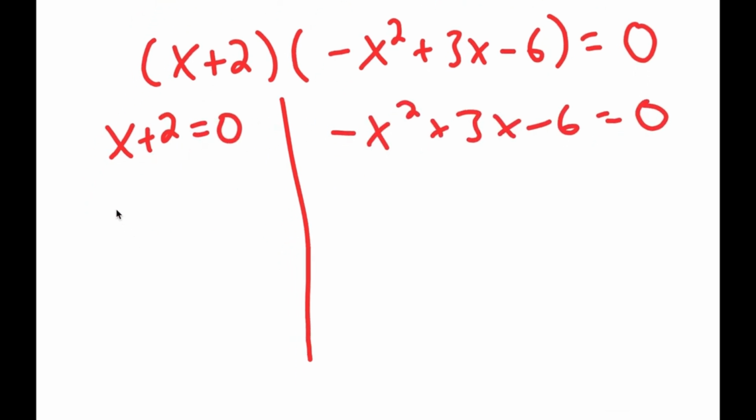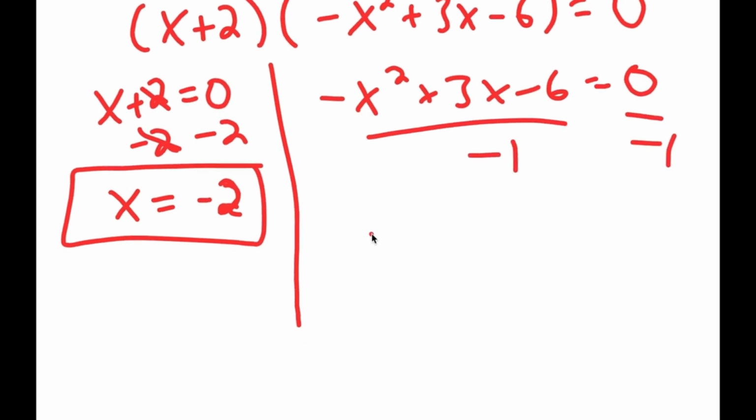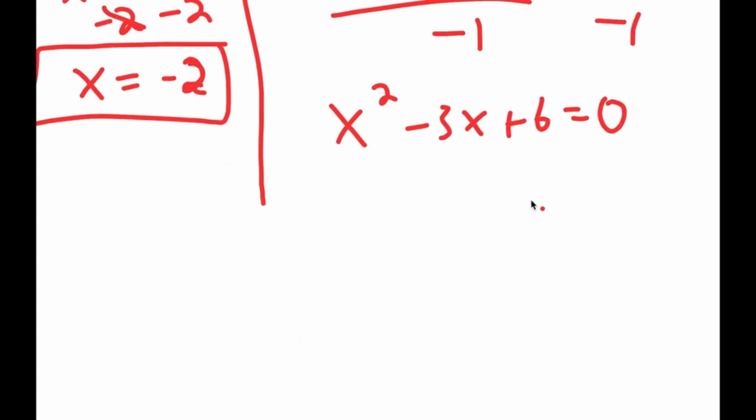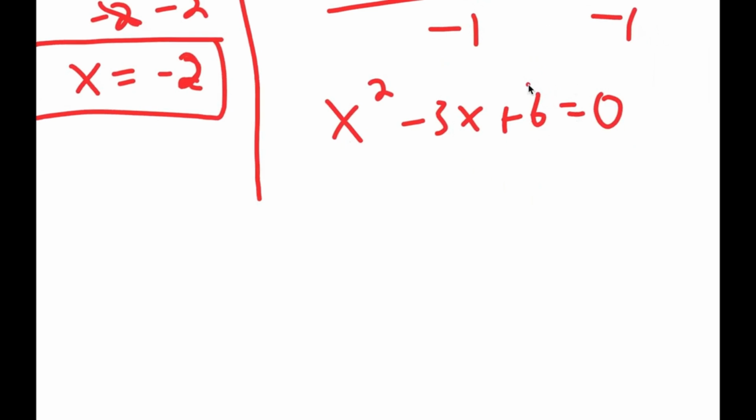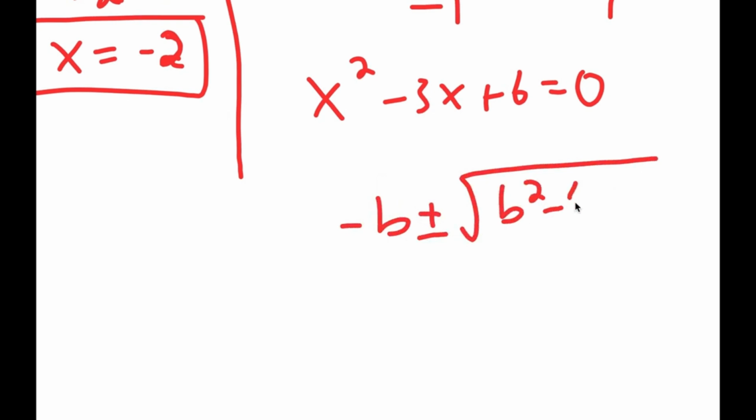So for x plus 2 equals 0, I can subtract 2 on both sides, and I get x is equal to negative 2. Now for negative x squared plus 3x minus 6 is equal to 0, I can divide both sides by negative 1. So I get x squared minus 3x plus 6 is equal to 0. Now to solve this quadratic equation, I can use the quadratic formula, which is negative b plus or minus the square root of b squared minus 4ac all over 2a.